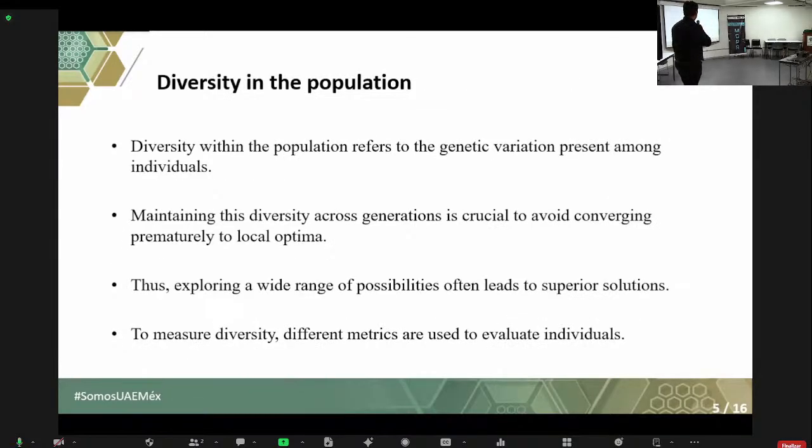Well, diversity in the population refers to the genetic variation present in the individuals. For that, it's important to maintain diversity across the generations to avoid converging prematurely to a local optimum. Thus, it's important to explore more options so you can obtain a better solution. For that reason, it's important to carry out this study, and in this presentation I show some metrics to measure the diversity and to evaluate different individuals.